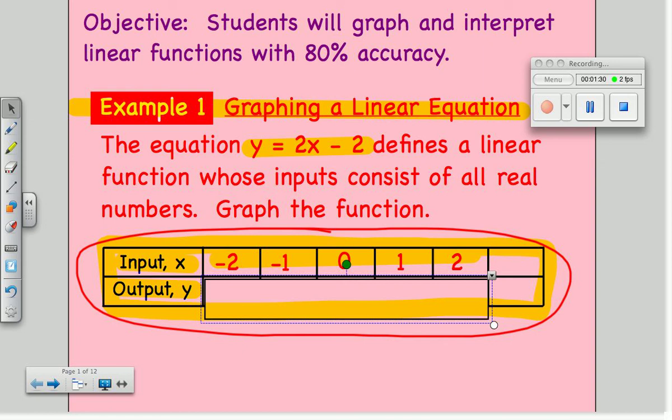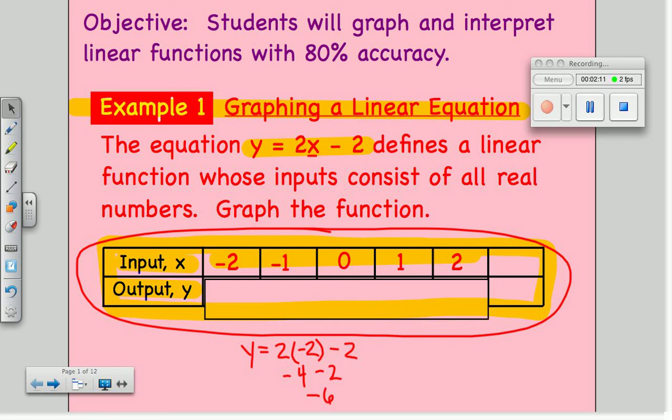When x is negative 2, so you're replacing the x here with the number negative 2. So y equals 2 times negative 2, x is negative 2, minus 2. Some of you are really confusing these negative numbers. I would encourage you to find a website where you can practice adding, subtracting, multiplying, and dividing with negative numbers, because this seems to be where some of you really struggle. All right? 2 times negative 2 is negative 4. Negative 4 minus 2 is negative 6.